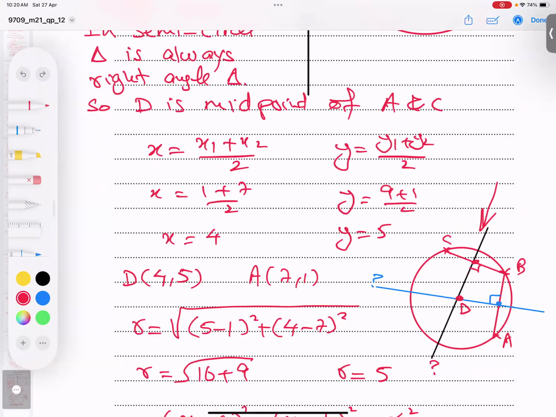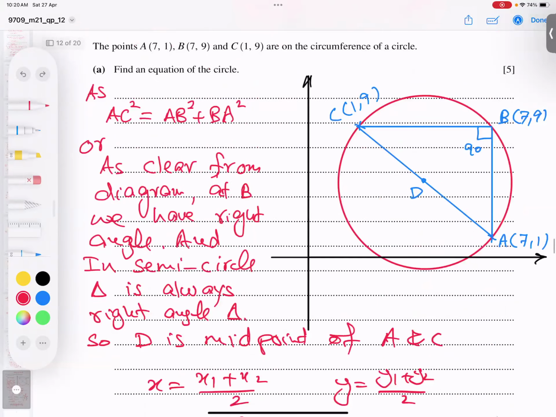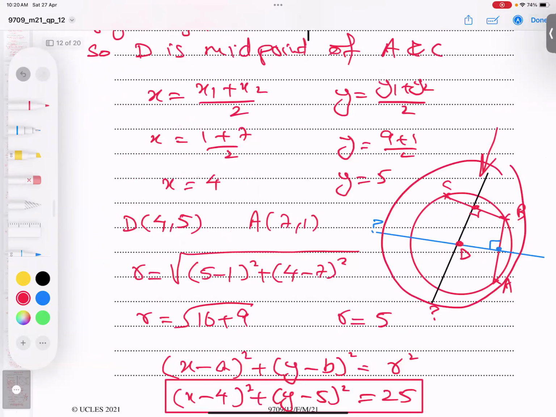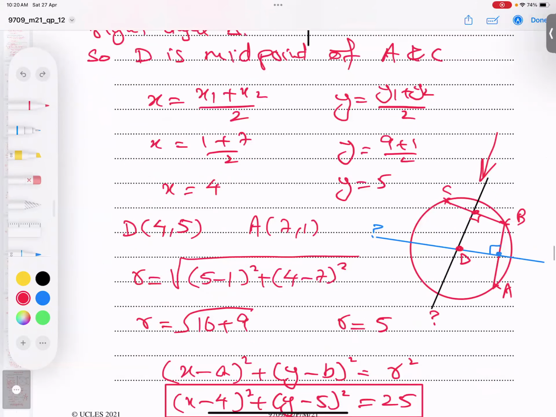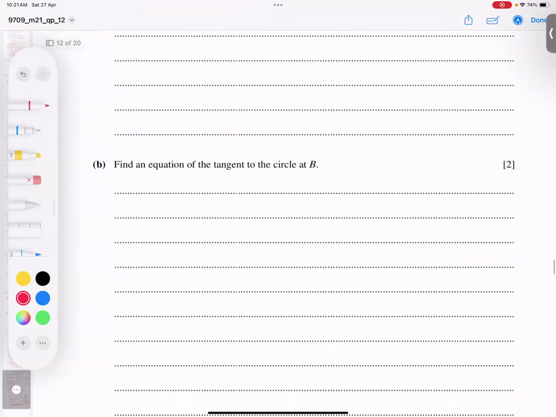So the upper method can work in a few situations, but this method can work always when 3 points are given on the circle, on the circle edge. I think you got the point, it is extra knowledge. So let's proceed to the next question.